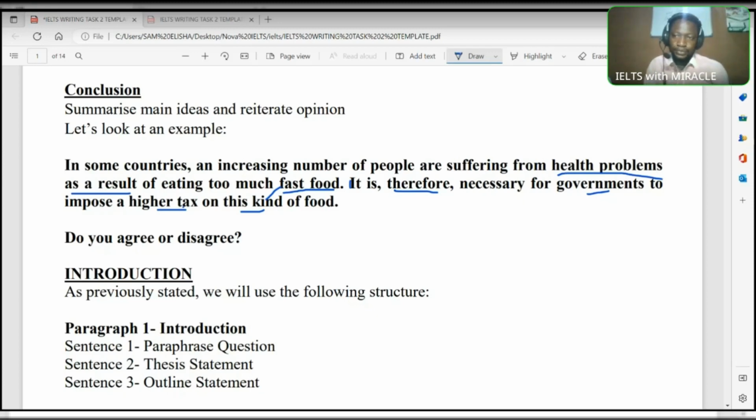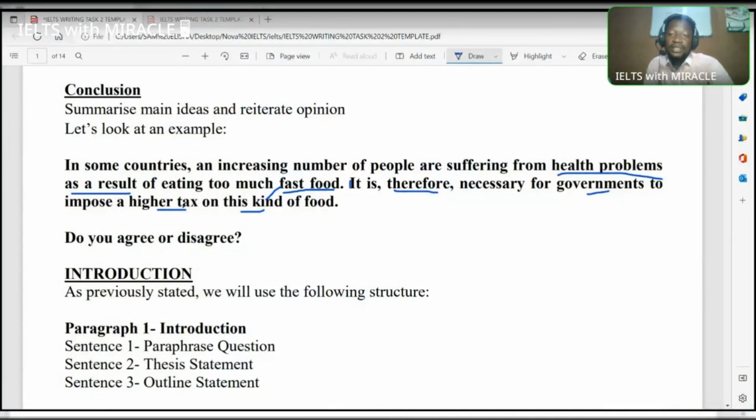Of course, I should tell you that I prefer a 4-paragraph essay. So you should have an introduction, then body paragraph 1, then body paragraph 2, and then the conclusion. And if that is the case, then for questions like this, it should just be what? 2 points, which will be clearly discussed in body paragraph 1 and body paragraph 2.